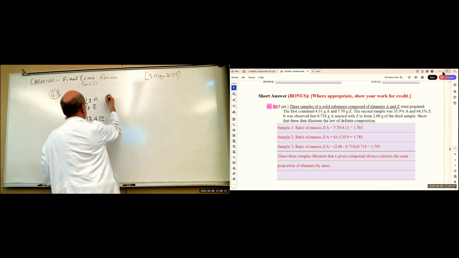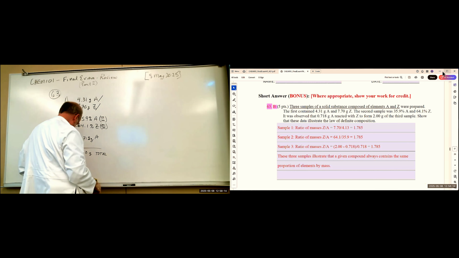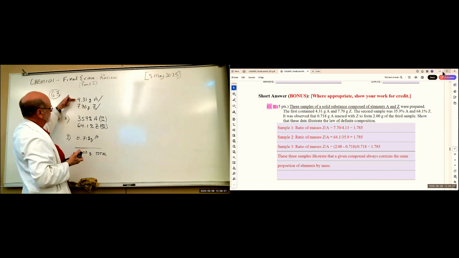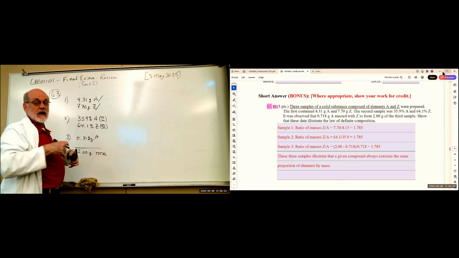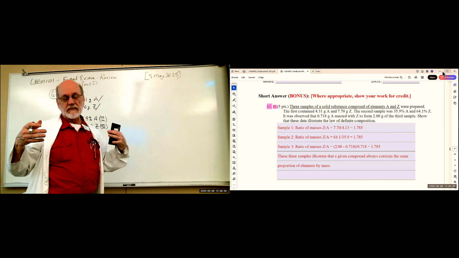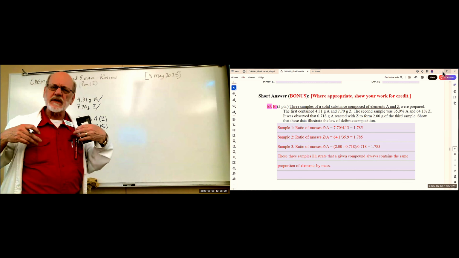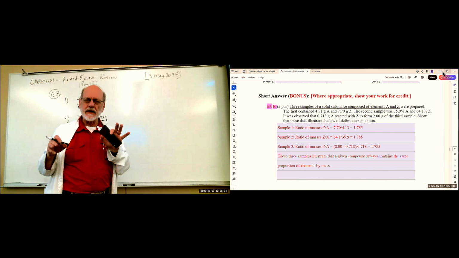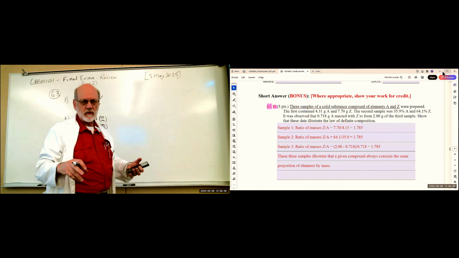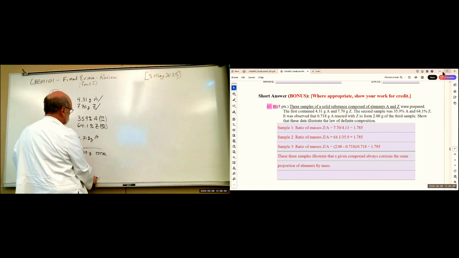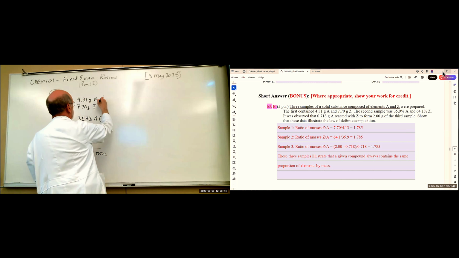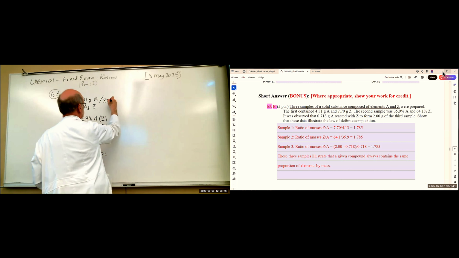And this one is going to be divided by the total mass. Well, actually, you can do it a number of ways. If we're going to stick to the law of definite proportions, we should do a ratio. So the ratio then would be 4.31 to 7.70.